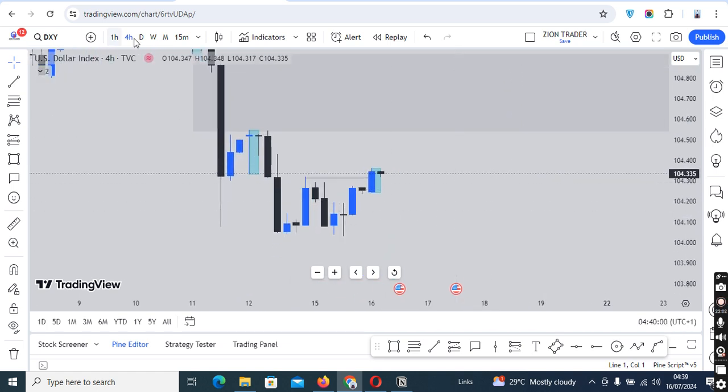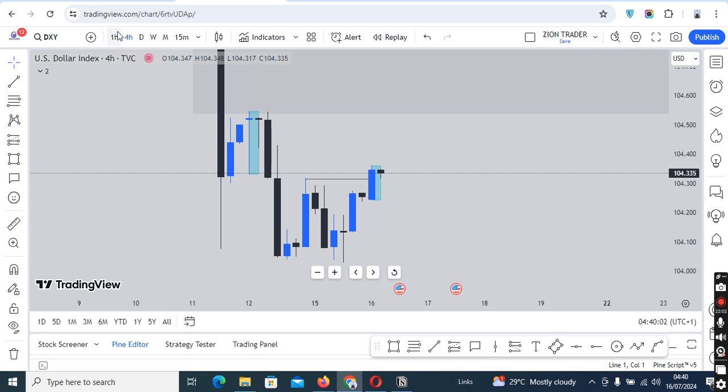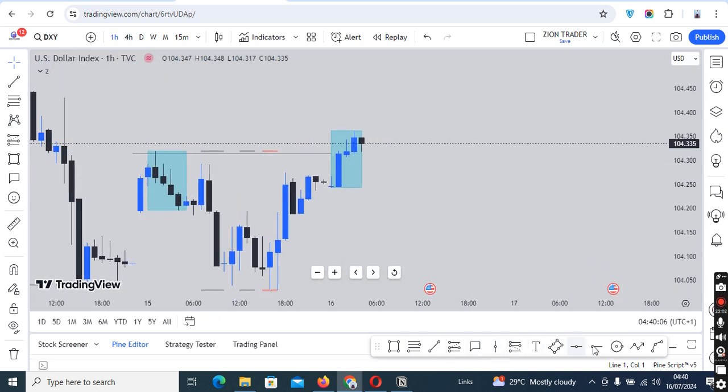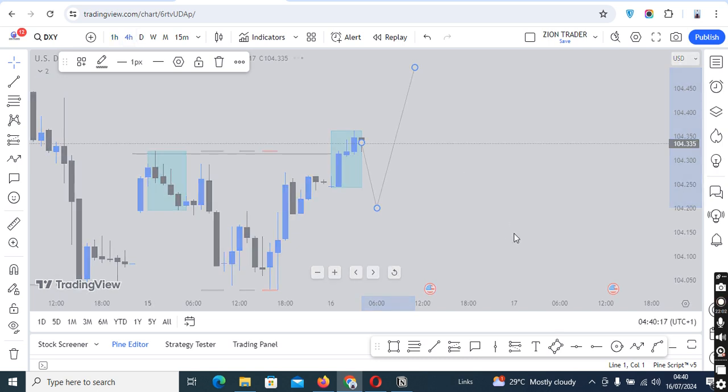So this morning, at the open of London session, I'll simply wait for price to come back right on, and then retrace into this fair value gap on the 1 hour time frame or the 4 hour time frame, and then boom.